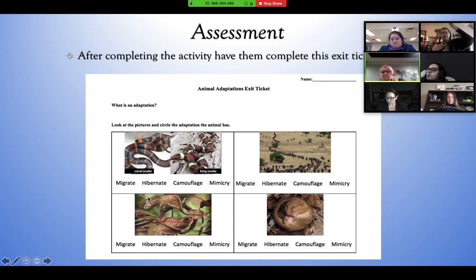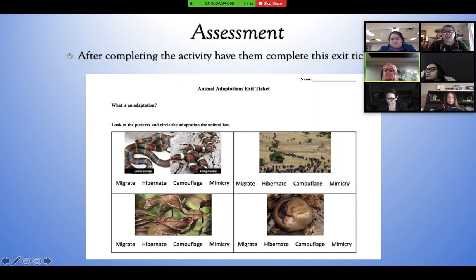After that, let's talk about assessment. So throughout the whole thing, we will be assessing them by which cone they go to and whether it's correct. And then I also created this exit ticket where the first question is, what is an adaptation? And then other ones, they have to look at the pictures.